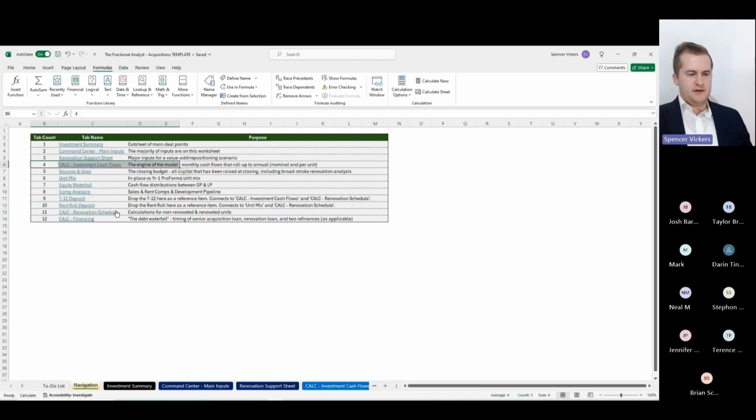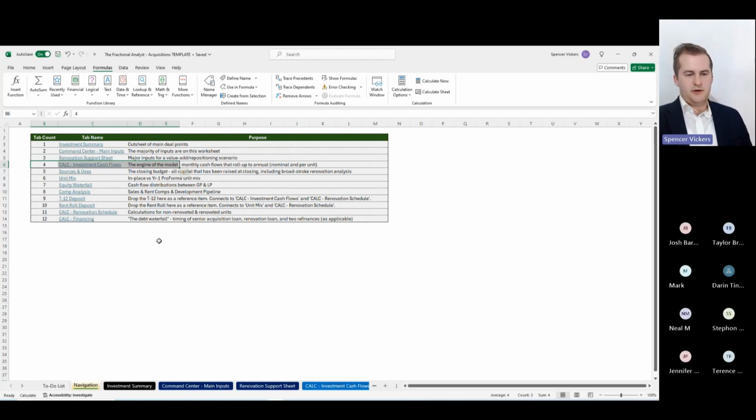Calc investment cash flows is really the engine of the model. So this model is a monthly cash flow model that rolls up into annual cash flows. And I show both the annual and the monthly in nominal terms and per unit terms. Sources and uses is going to be your closing budget. It's all capital that has been raised at closing, which can include that broad stroke renovation analysis by building. Unit mix will give you your in-place unit mix and rents versus your year one pro forma.